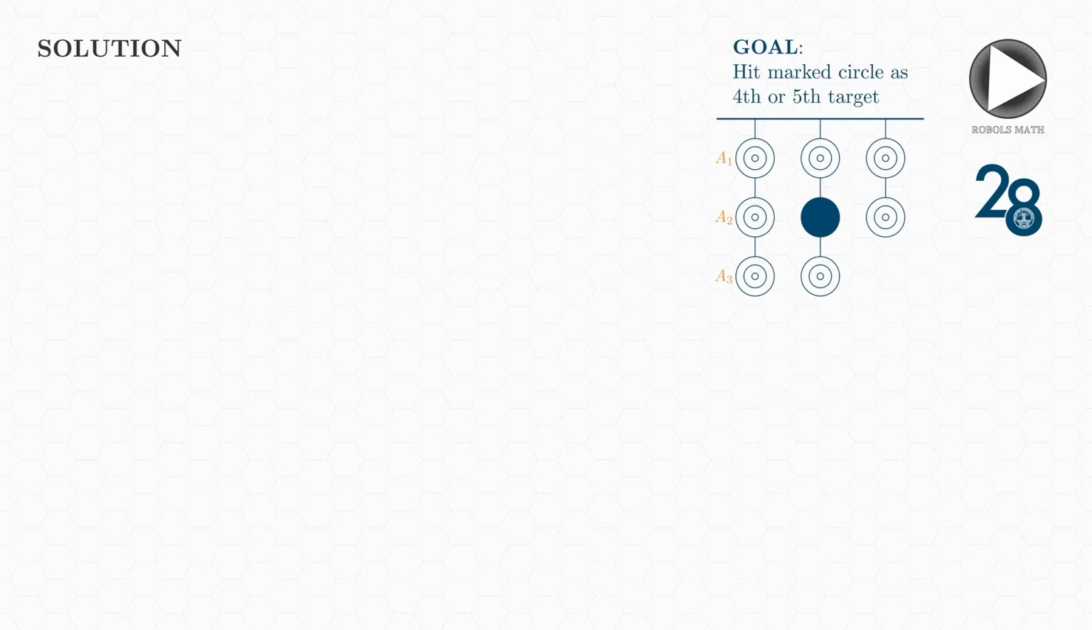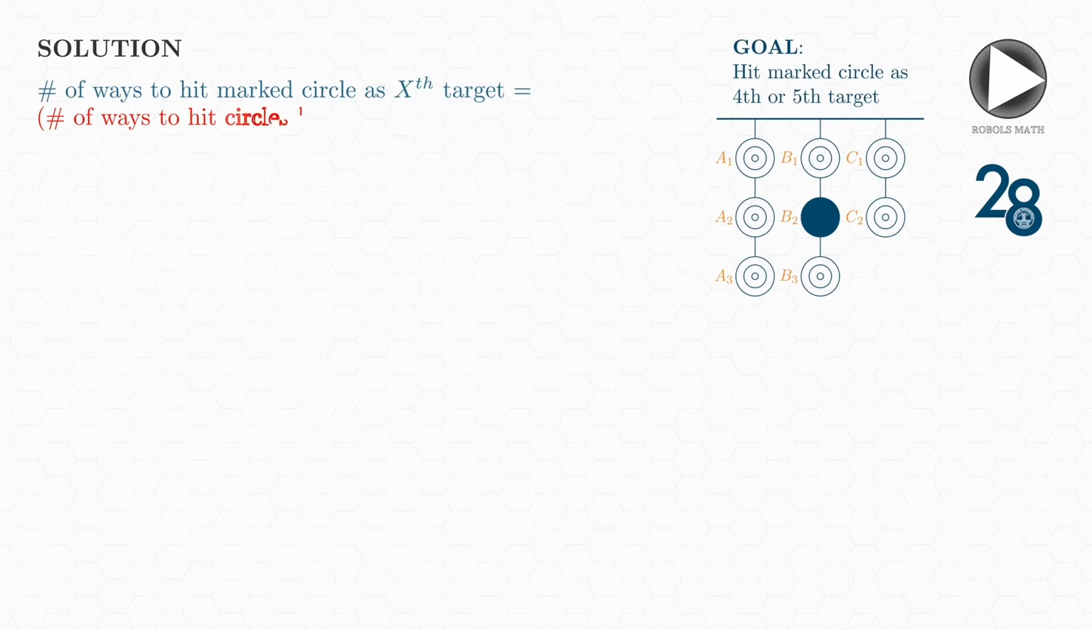Now to make the discussion easier, let's try to label these circles as per column. Let's call the first one column A with the circles as A1, A2, and A3. And then the second one as column B, B1, B2, and B3. And then the last one as C1 and C2. Okay, and as I've mentioned earlier, the number of ways to hit the marked circle as X target is equal to the number of ways to hit the circles before the target multiplied by the number of ways to hit the circles after the target.